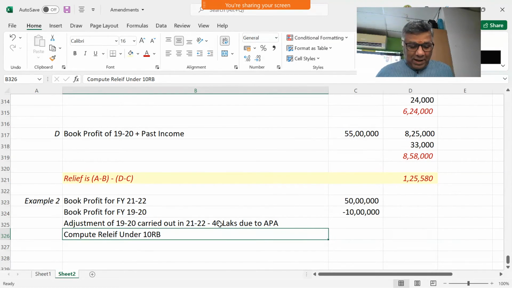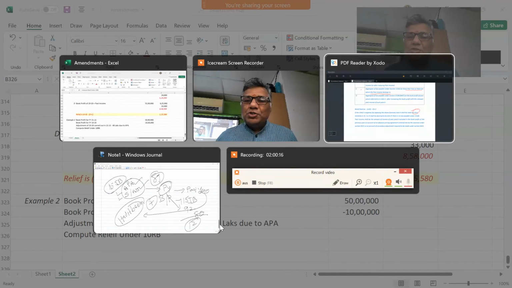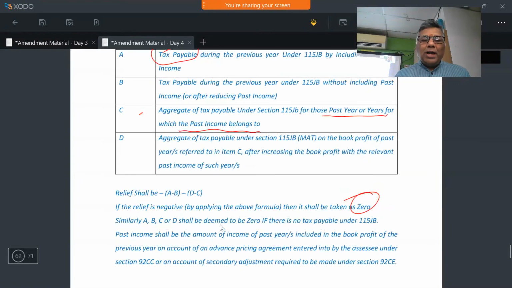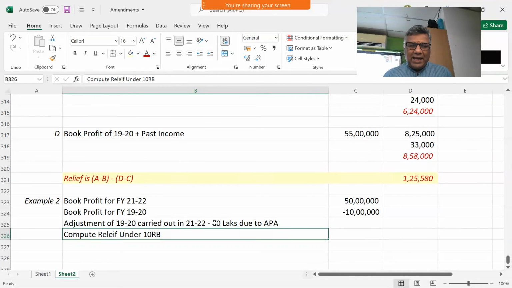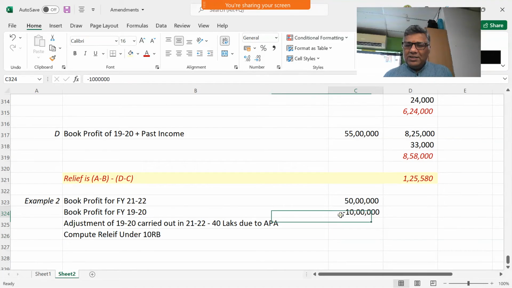Remember, if in any year MAT is not applicable, if the relief is negative, so A, B, C shall be deemed to be zero. Shall be deemed to be zero. In the given case, the C might be zero.